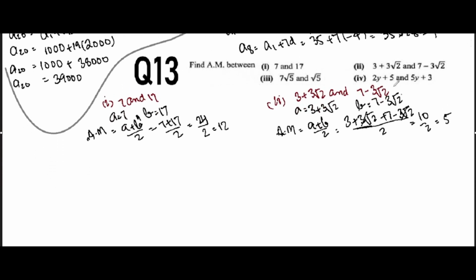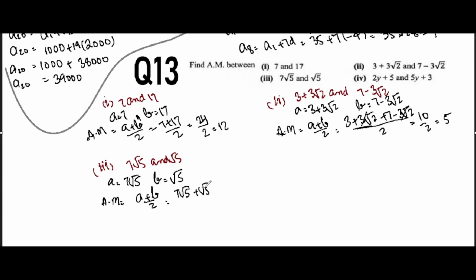Now we are going to solve the third part, which is 7 square root of 5 and square root of 5. A is equal to 7 square root of 5, B is equal to square root of 5. The arithmetic mean is equal to A plus B divided by 2, which is equal to 7 square root of 5 plus square root of 5 whole divided by 2, which is equal to 8 square root of 5 divided by 2, which is 4 square root of 5.